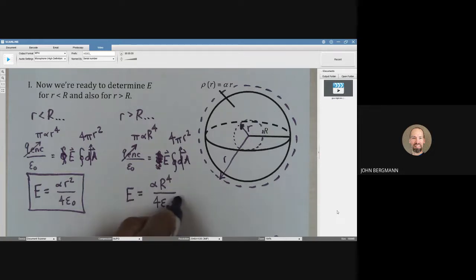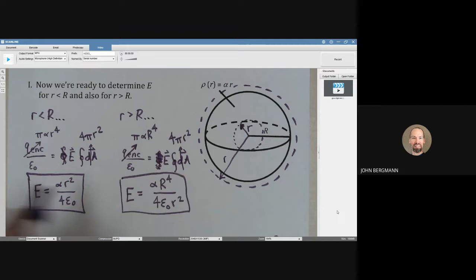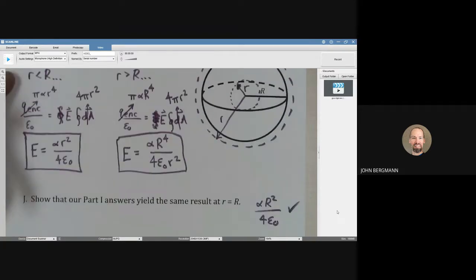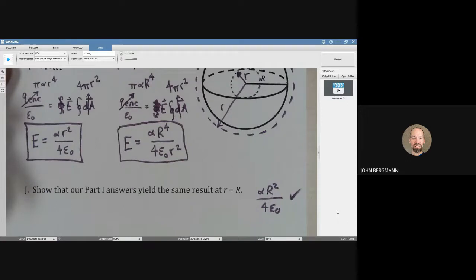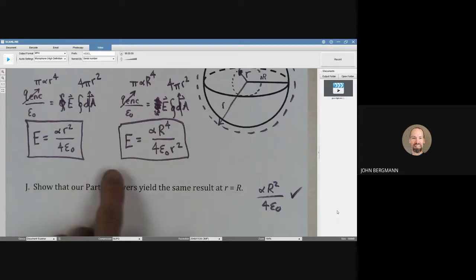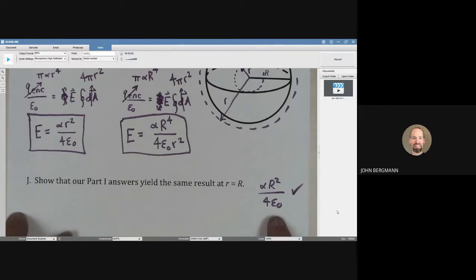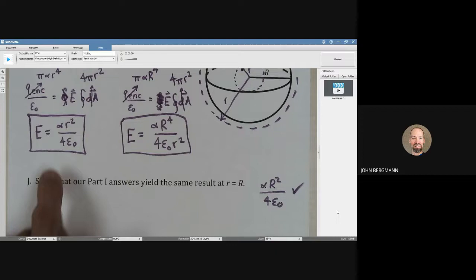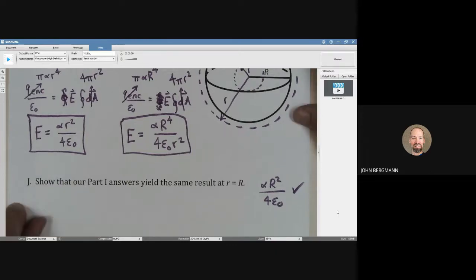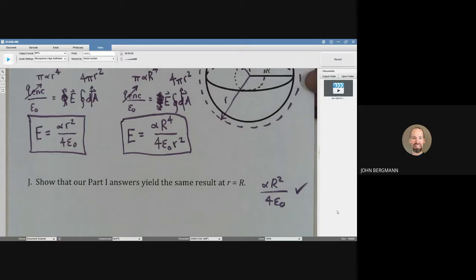Now we can have a little bit of confidence in our results if we plug little r equals big R into each equation and see what we get. When you do that, you get an identical result. Those two results should match up at big R, because that's where both equations should give us the same value, and they do.